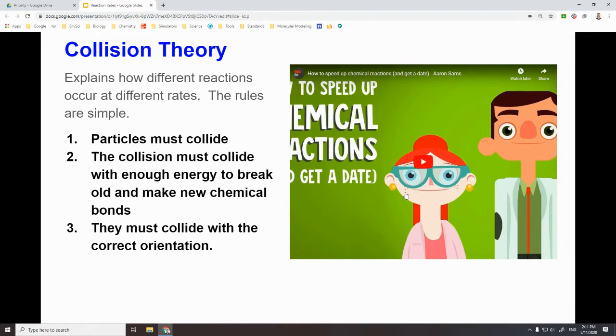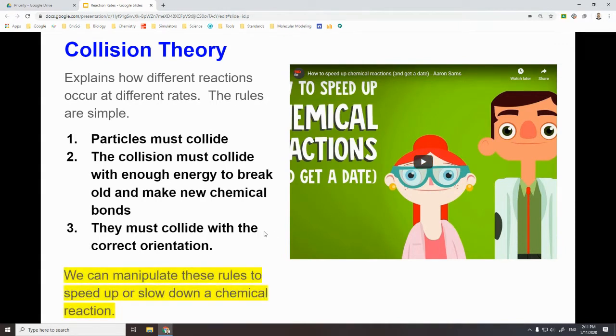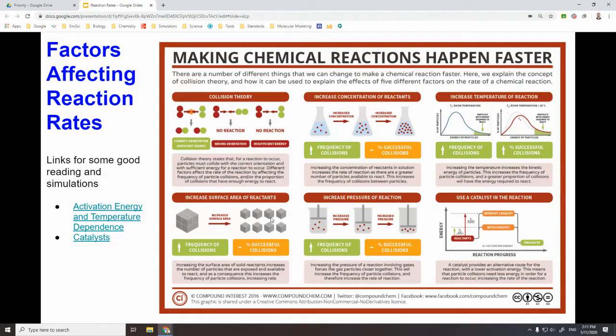So go ahead and watch this video. We watched it a while back. Watch it again, and it's going to talk about these principles of the collision theory, and then it's going to get into how we can manipulate these rules to either speed up or slow down a chemical reaction. Some of the things that we can do are highlighted here and on the next couple slides. I'll let you read them, but I'll give you some pointers as we go through.